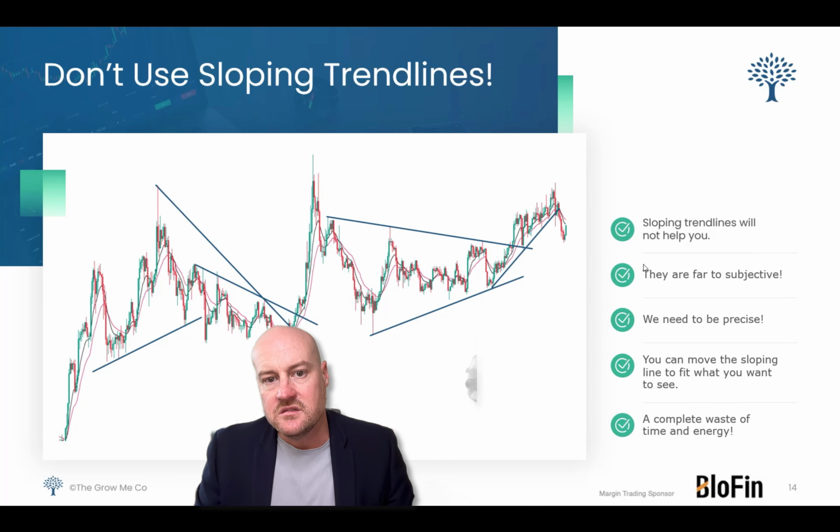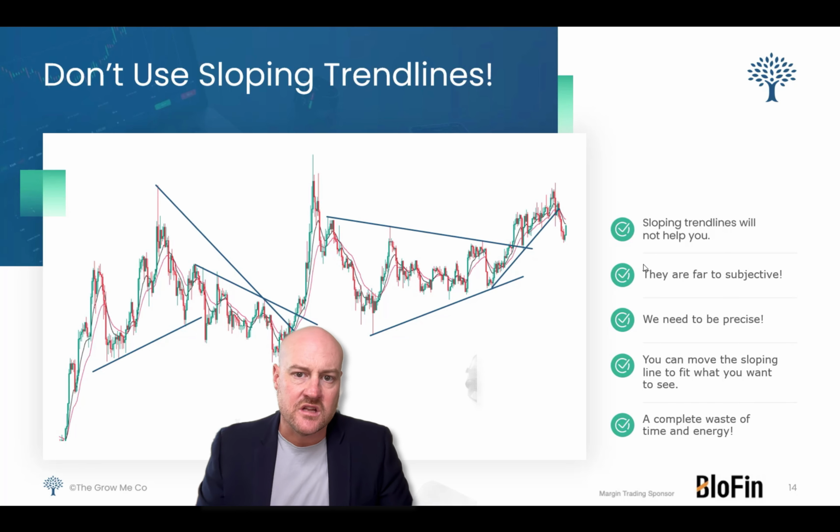My mentor said to me, Craig, if I see another sloping trend line on your charts, I'm not mentoring you anymore, because I've told you so many times they're pointless, they're subjective, and we're trying to get you to be an objective trader. There's no room for subjectivity in the way that we trade. So if I see another sloping trend line, I will not mentor you anymore. Just like that, I got rid of them.